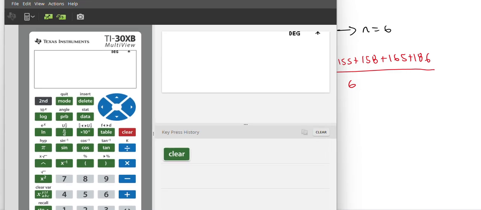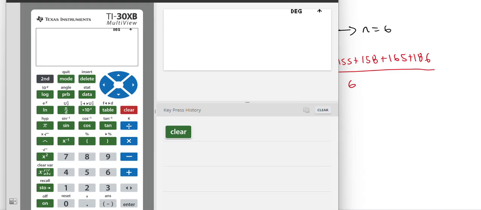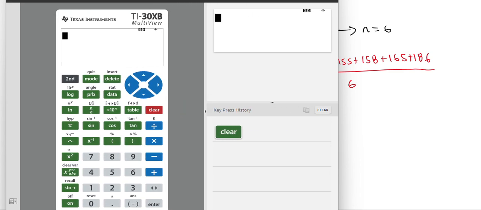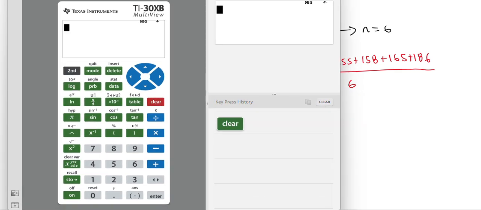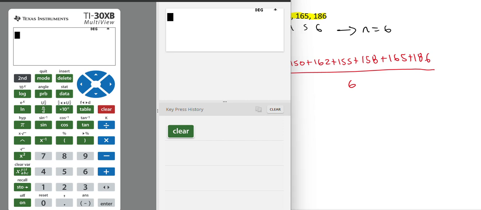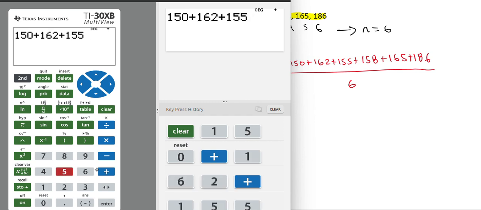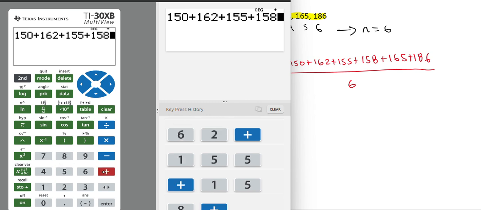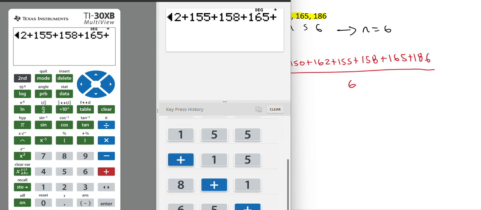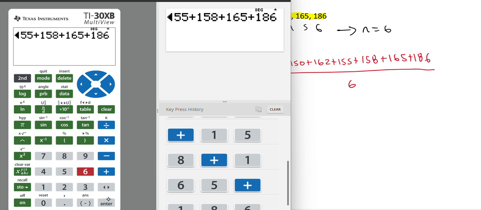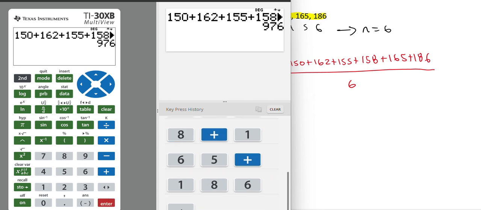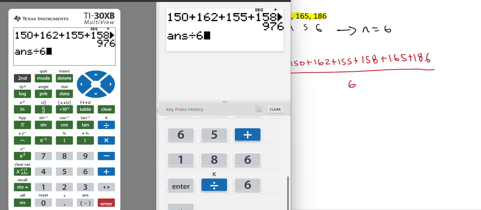Let me just change it so you can see all of the calculator. Let me see if I can move it up a bit. There we go. So what are my numbers again? I have 150 plus 162 plus 155 plus 158 plus 165 plus 186. Okay, I get 976, and then you just do that divided by 6.